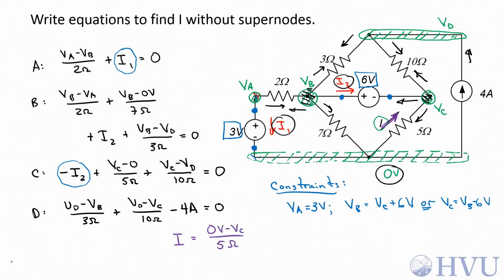So without using supernodes, I ended up with 7 equations and 7 unknowns. Previously, when I did this problem with supernodes, I ended up with 3 equations and 3 unknowns. Each voltage source causes 2 additional unknowns: an additional unknown voltage and an unknown current. The 2 voltage sources in this problem created 4 additional unknowns. We needed 4 additional equations.